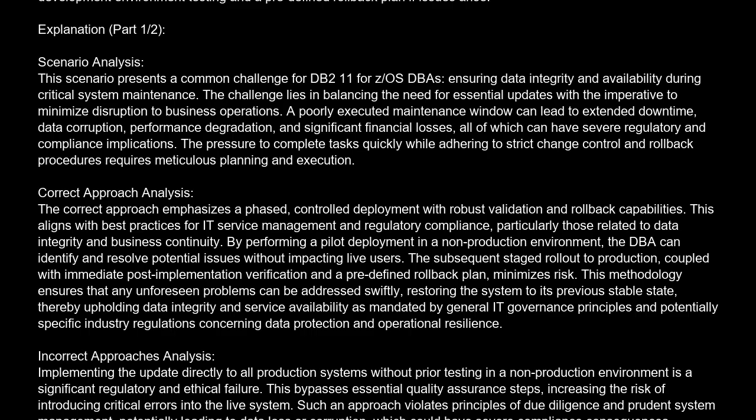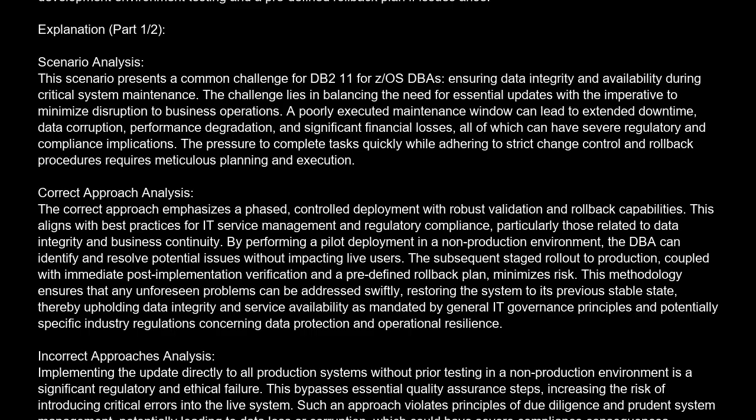Explanation. Scenario analysis. This scenario presents a common challenge for DB2 for z/OS DBAs, ensuring data integrity and availability during critical system maintenance. The challenge lies in balancing the need for essential updates with the imperative to minimize disruption to business operations. A poorly executed maintenance window can lead to extended downtime, data corruption, performance degradation, and significant financial losses, all of which can have severe regulatory and compliance implications. The pressure to complete tasks quickly, while adhering to strict change control and rollback procedures, requires meticulous planning and execution.